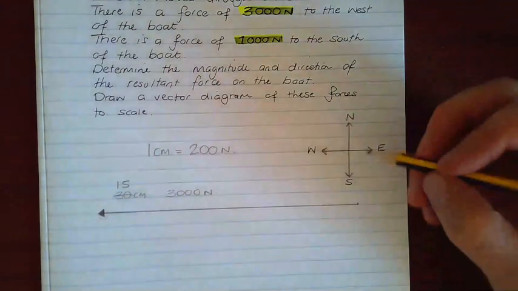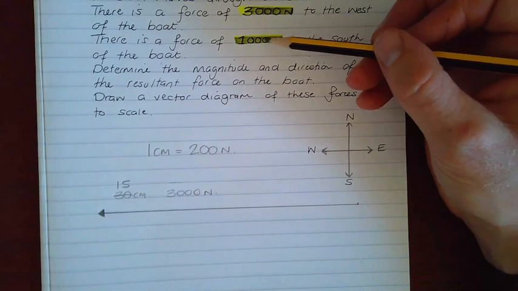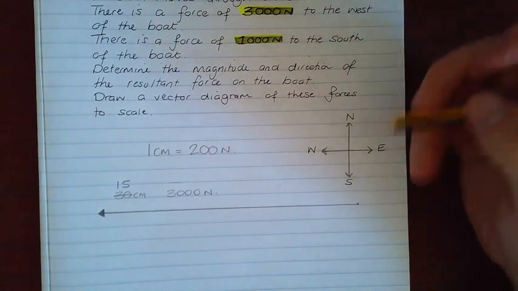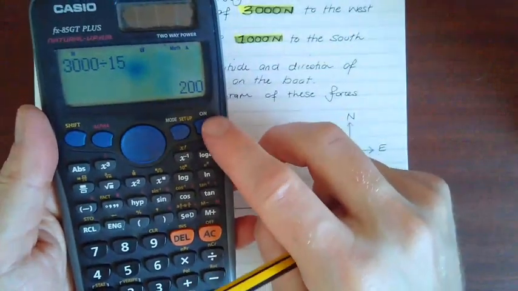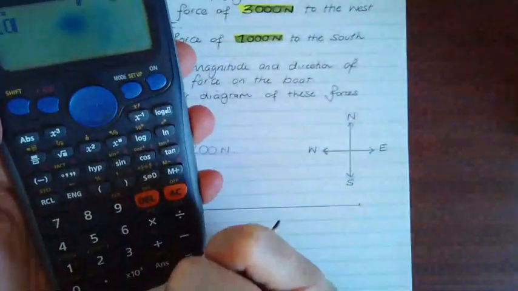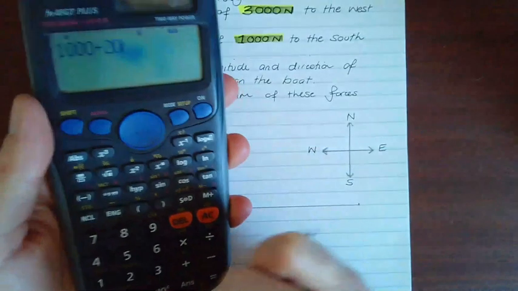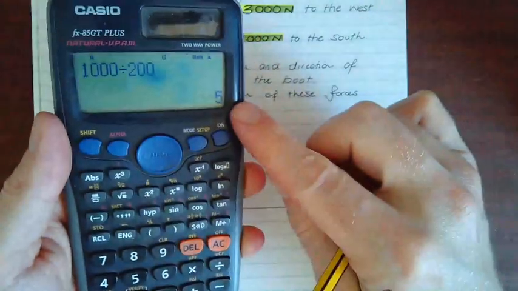So what does that mean to my number down? So I've got 1,000 newtons that I have to draw down. So how large does that need to be? So I'll just use that scale. So each one is 200. So after I've got 1,000 divided by the 200, so I need 5 centimeters down.